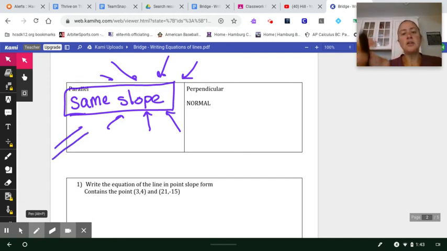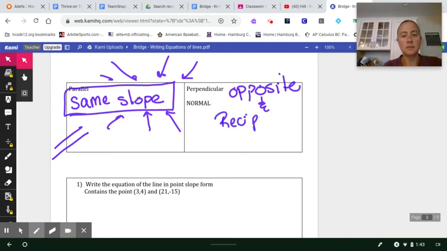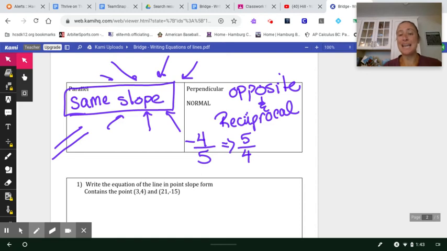Perpendicular, we like to use the words opposite and reciprocal. Okay, so you do 2 things. So let's say your slope is negative 4/5. If you wanted a perpendicular line, your slope would now become positive 5/4. Okay, you do 2 things. You take the opposite sign. So if it's negative, it becomes positive, positive, negative. And then reciprocal means you flip the fraction.